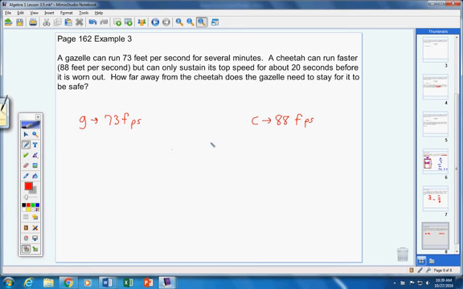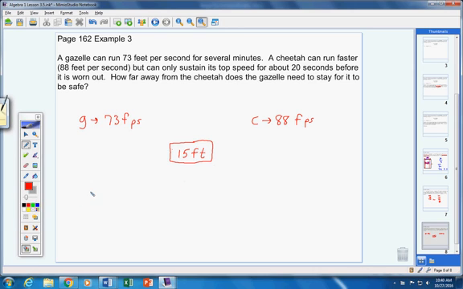Okay, now look, guys. Now, to me, it's obvious that in 1 second, the cheetah runs how many more feet than the gazelle? 15, right? Because the cheetah runs 88 feet in a second. The gazelle runs 73 feet in a second. So it's obvious to me that in 1 second, the cheetah gains how many feet? 15 feet. Is that okay with everyone?